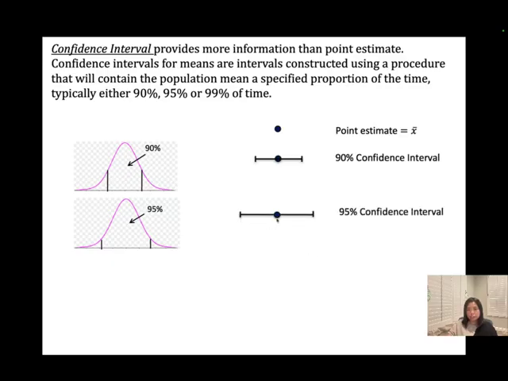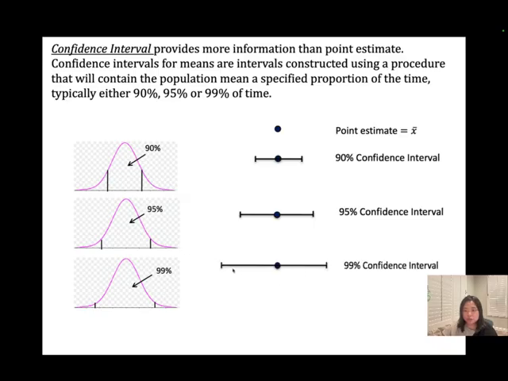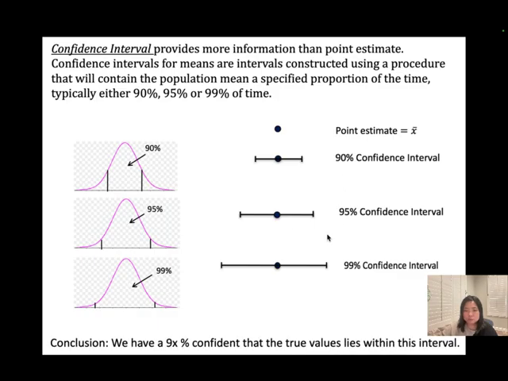Then you're going to see the range of values will be wider compared with the 90% here, because we take more area, 95% in the middle now. How about 99%? With 99%, the range of values will be much wider compared with 95% and 90%. After we construct the confidence interval, we can draw the conclusion. We are 90-something percent confident that the true value, the population mean, lies within this interval.